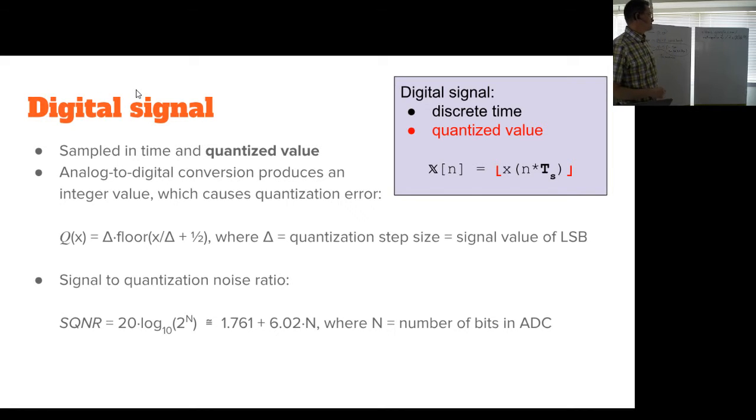Okay. Digital signal, actually there's only one really interesting thing, how the signal to quantization noise ratio is defined. That basically gives the noise floor for your signal. So signal to quantization noise ratio is simply this one. It's 1.761 plus 6 times n, where n is the number of bits, meaning if you have an 8-bit A to D converter, 8 times 6 is 48. Is it 48? Yes, it's 48. So you get about 50 decibels of signal to quantization noise ratio.